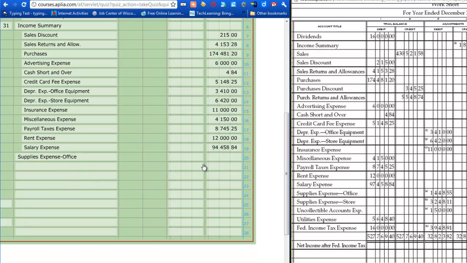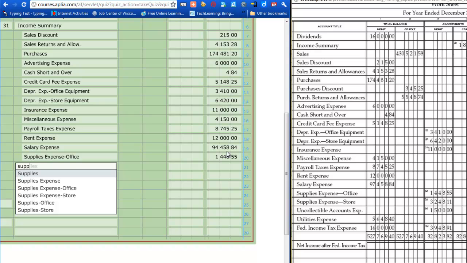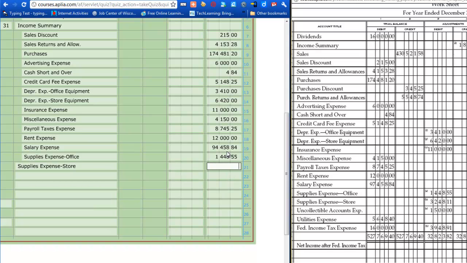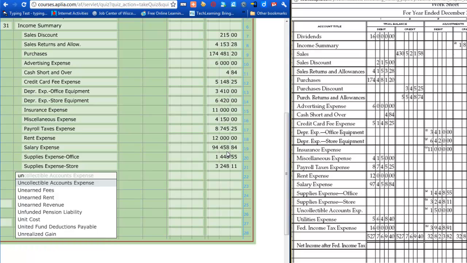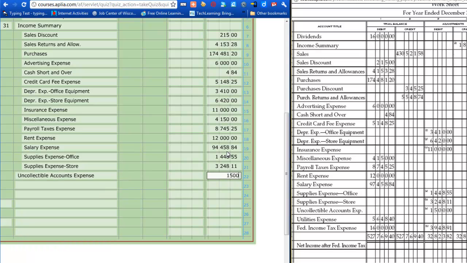Supplies expense office for $1,448.55. Supplies expense store, getting from my worksheet in the income statement column, $3,248.11. Uncollectible accounts expense for $1,500. Utilities expense, $5,648.40. And the last one, federal income tax expense, is going to be for $19,948.91.